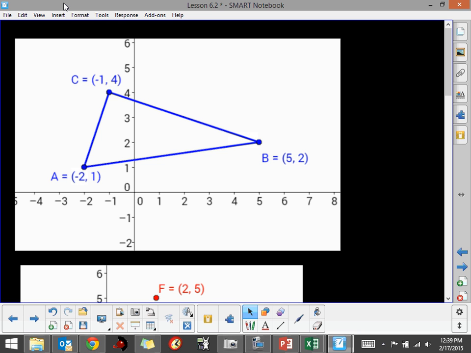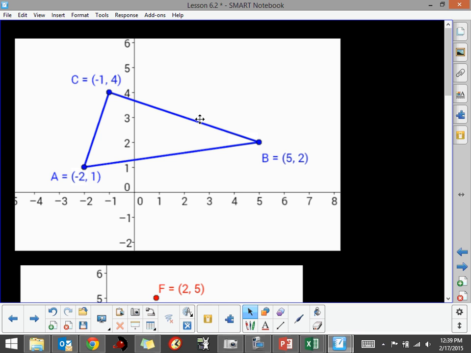In this next video, I'd like to demonstrate the relationship between a graph and its inverse. So we're going to be graphing functions and their inverses, and there's this relationship that's going to be between the two images. So the first image that I graphed here was of a triangle that had ordered pairs of (-2, 1), (5, 2), and (-1, 4).